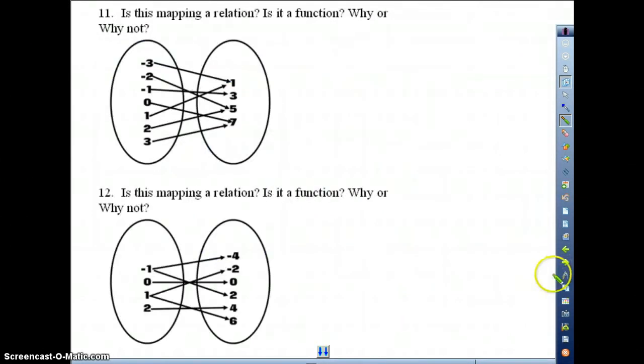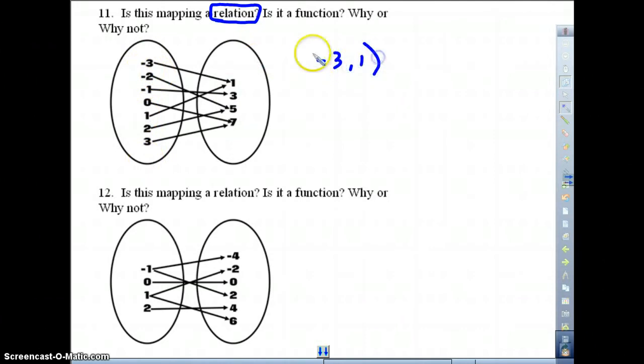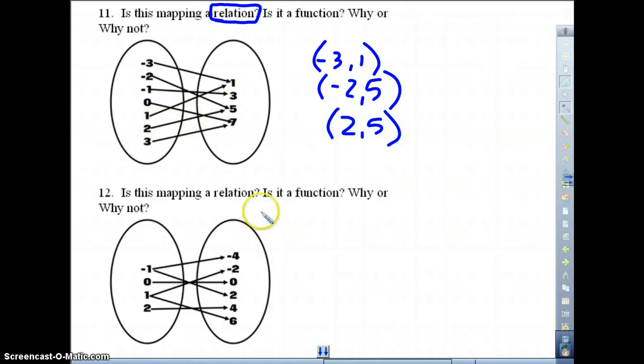All right. Mapping diagrams. Is this mapping a relation? What's a relation? It's not just a group of numbers, it's a group of what? Yeah. A relation is a group of ordered pairs. Do we have ordered pairs here? Yeah, I could write -3, comma 1. I could write -2, comma what? 5. I could write 2, comma 5, and I could write some more.